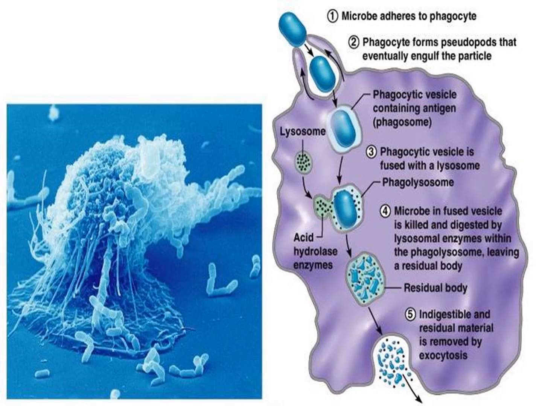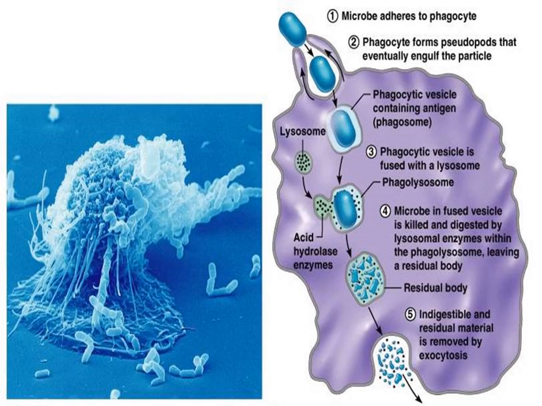Now see here, this is a neutrophil trapping the bacteria. So microbes adhere to the phagocyte. The phagocyte forms pseudopodia, which eventually engulf the particle. The phagocytic vesicle containing antigen is known as the phagosome.